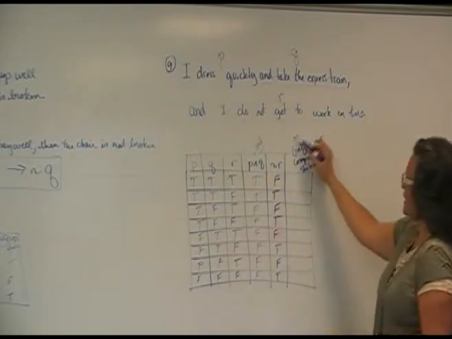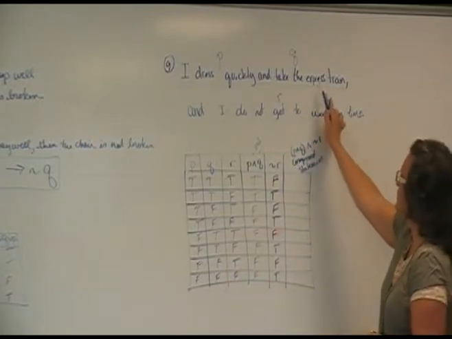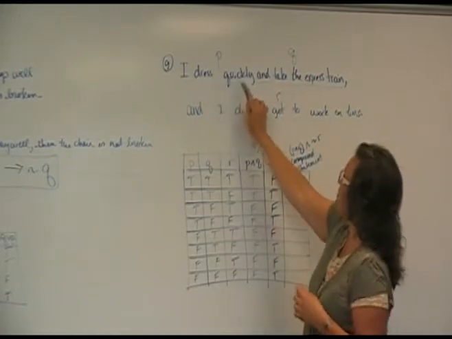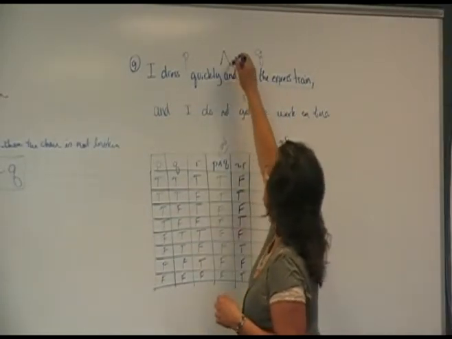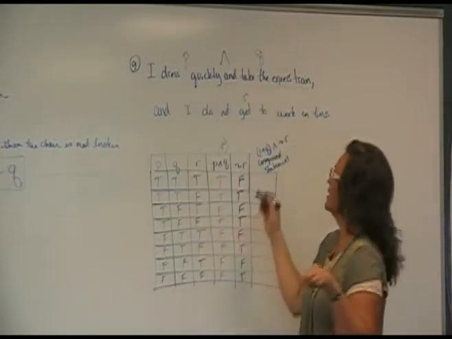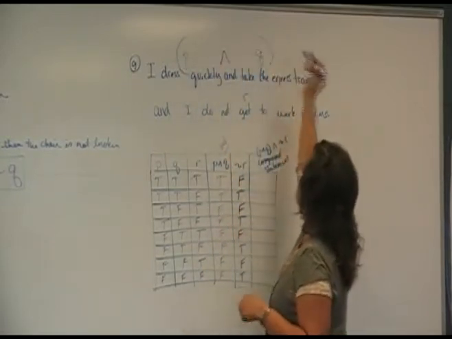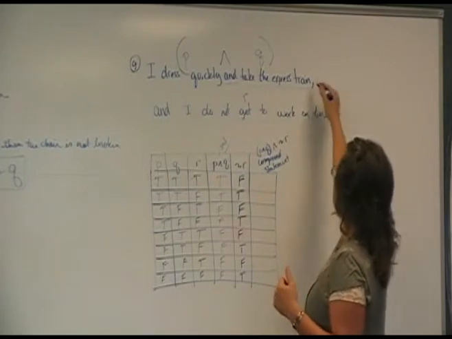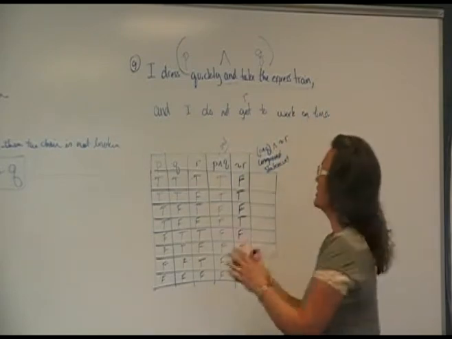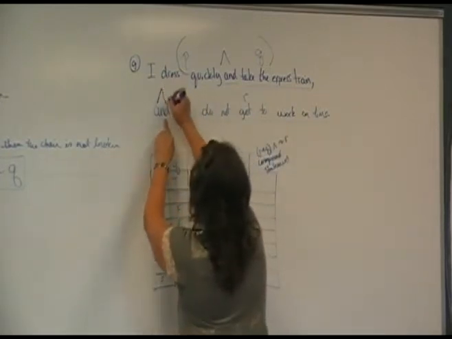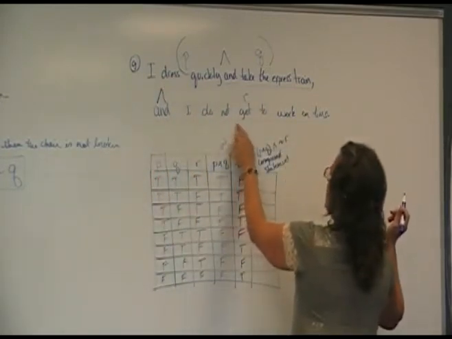And then lastly, and I should mention, this comes from what is said here. I dress quickly, statement P, and take the express train. And is in conjunction, so the upside down V. There's that first part of the problem, and it has a comma which says those two go together first, like do this first. Then do this and I do not get to work on time.